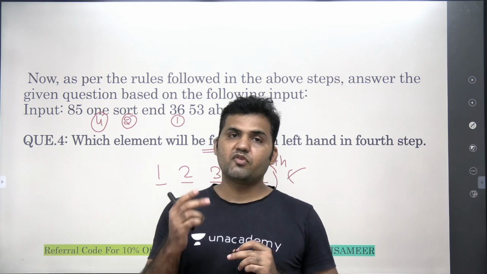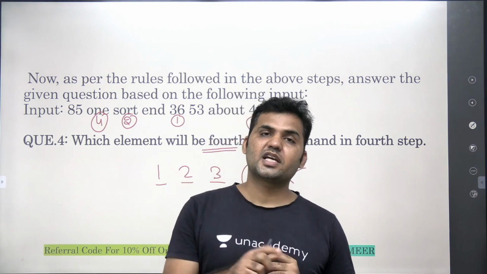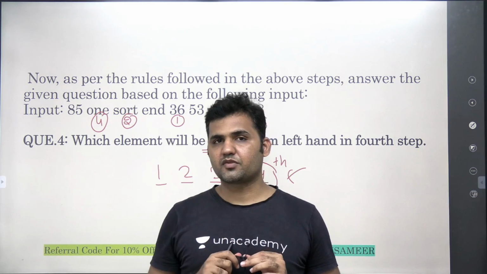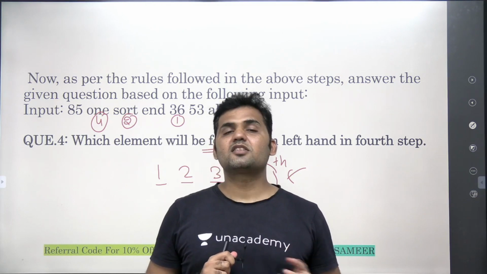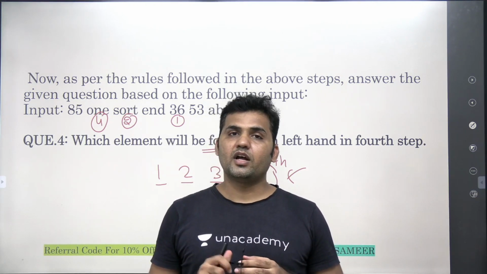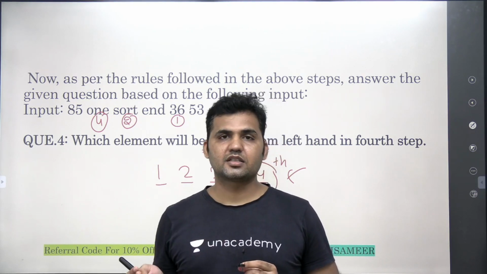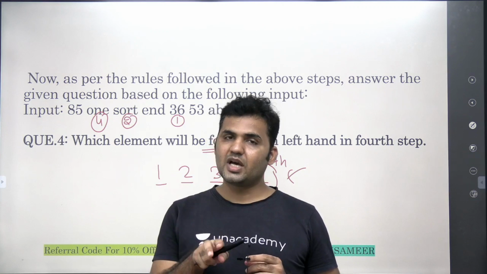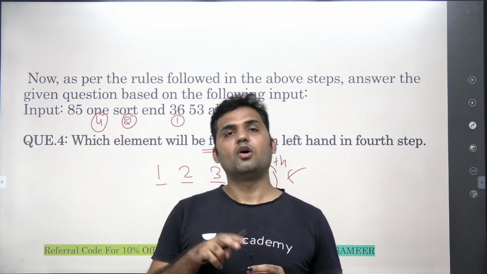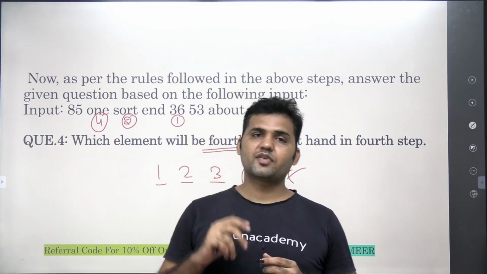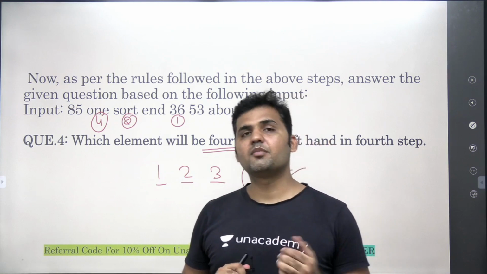This one was a type where elements were moving on the left hand side, and at a time only one element was moving. There are some type of input output set where 2 elements are moving in different direction. One is on left, one is on right. There can be a case where 2 elements are moving either on left or on right. So all those different cases will be discussed in the upcoming videos.